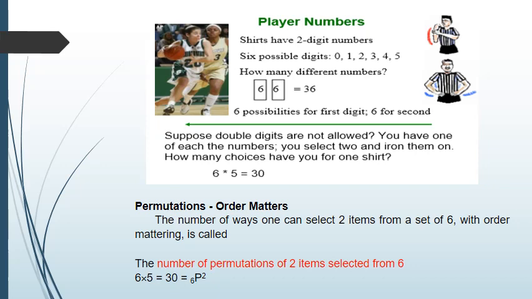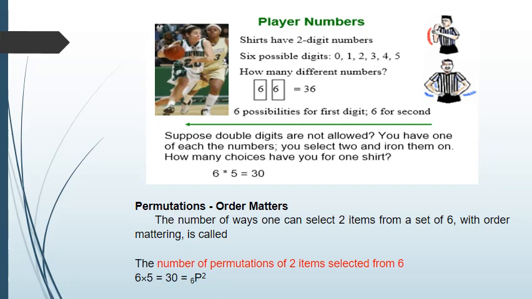Player numbers. Shirts have two-digit numbers, with 6 possible digits: 0, 1, 2, 3, 4, 5. How many different numbers? 6 times 6 is equal to 36. 6 possibilities for the first digit, 6 for the second. Suppose double digits are not allowed. You have one of each of the numbers. You select 2 and iron them on. How many choices have you for one shirt? 6 times 5 is equal to 30.